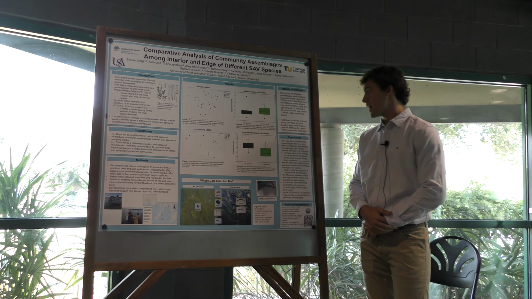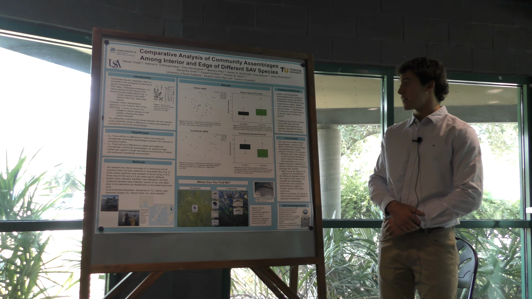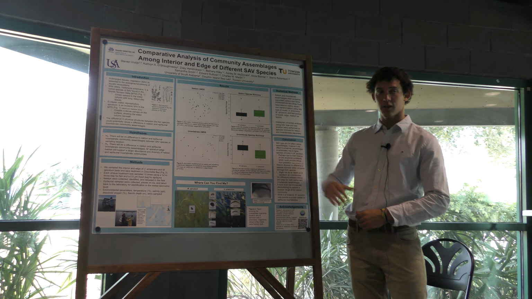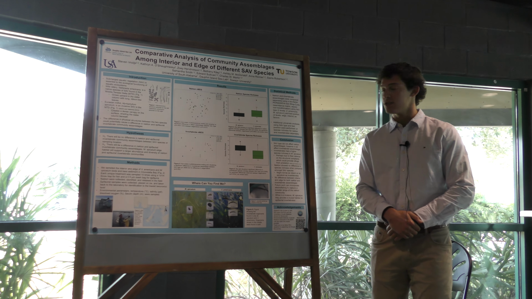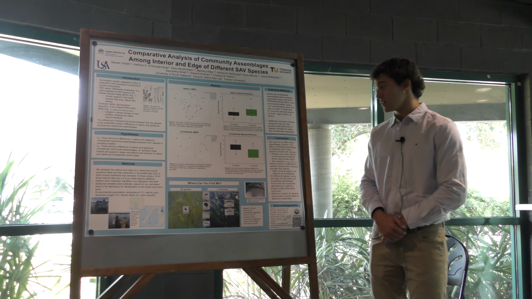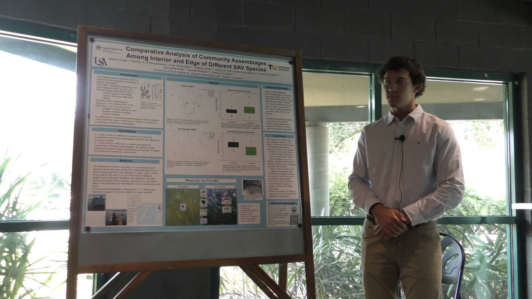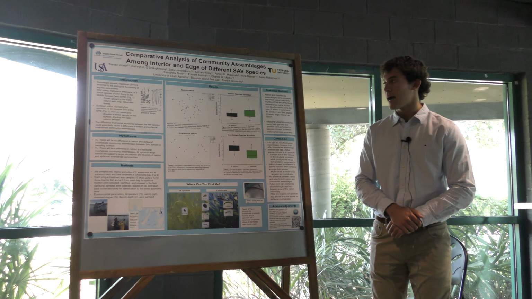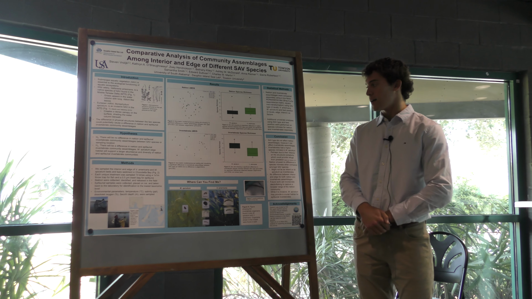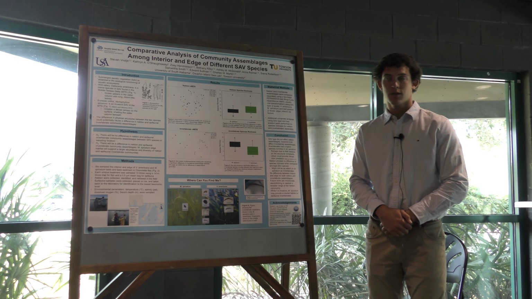So in conclusion, SAV type did not affect the nekton at all. However, it did affect the invertebrates. And for all 4 treatments, the interior and the edge did not have any effect on community assemblage. So for the future, I think it'd be cool to sample using an electrofishing boat rather than a throw trap to help capture some of those larger nekton that we couldn't quite trap in the throw trap.